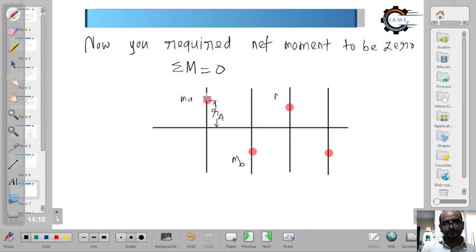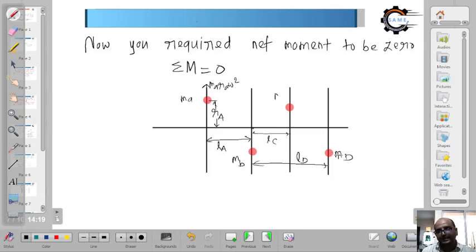I have to take the centrifugal force of this mass, that is m A r A omega square, in this direction. If I don't know m B, the unknown masses, I will select that plane and take the moment about it. So I take the distances L A, L C, and L D, where this is mass D and this is mass C. You understood this? This is plane A, this is B, this is C and this is D, from the bearing supports of the shaft.